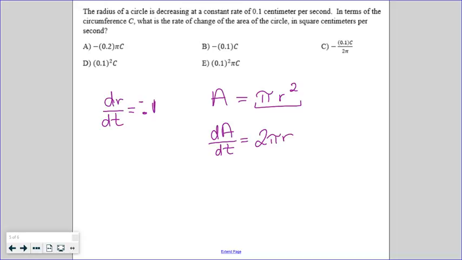But r is not t, so we then have to also show taking the derivative of any variable that is not what variable we are doing this with respect to. So then we would multiply this by dr dt.